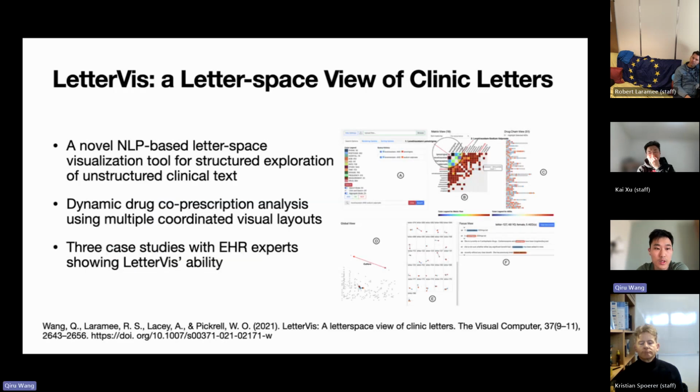The next chapter, which is called LetterVis, is a visualization tool designed together with domain experts, including a practicing neurologist, to assist in hypothesis generation and verification. LetterVis uses real-world clinical letters to evaluate our system, and we adopted this so-called letter space because it resembles the standard coordinate system used by physicians, clinicians, and nurses.